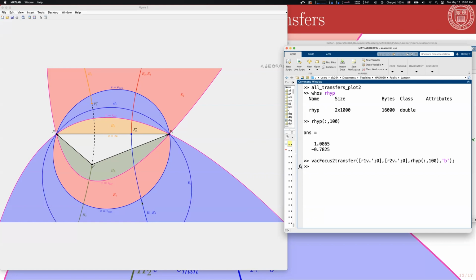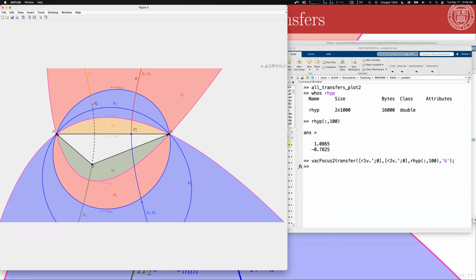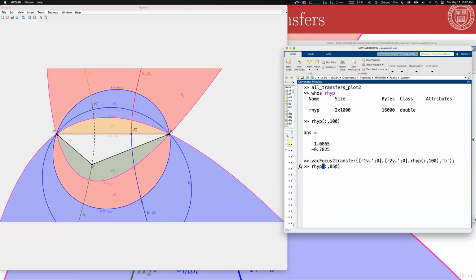And there we go. This is the vacant focus point we selected, and it corresponds to this elliptical transfer, which has a short way in the E1 region and a long way in the E3 region. Similarly, we can pick a point from the E2, E4 branch. We'll take the 850th point, which puts us somewhere up here. We run the plotting code again. Here is the vacant focus location we dialed in, and that results in this red elliptical transfer with the short way in the E4 region and the long way in the E2 region.